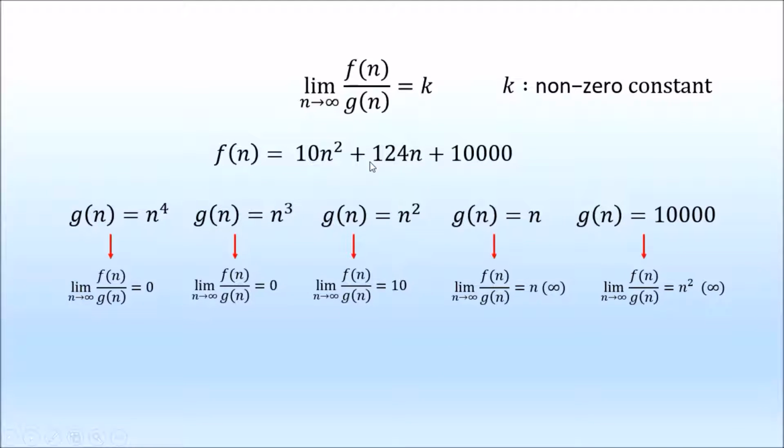And why is that? Because as n approaches infinity, this is roughly going to equal 10n squared over n squared. Because what's going to end up happening is these lower order terms, they're not going to matter. Because n is so large that 10n squared dominates the entire function. So we can say that this approaches 10. And that's why this is the answer. So that's the formal way to do it.